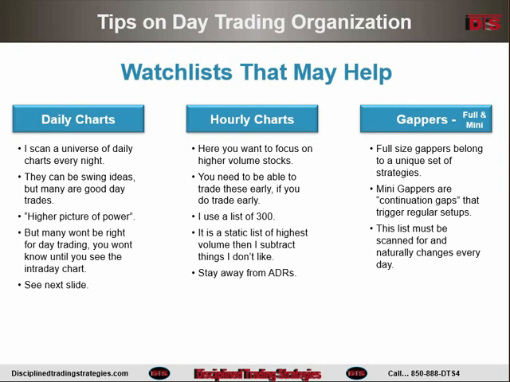The problem with some of the daily charts, if you dip down lower in volume, like a daily chart that does a million shares a day, may be okay to trade a little later in the morning if you're only taking 500 or 1,000 shares, but you're not going to get 2,000 or 3,000 shares at 9:35 in the morning. So I want the main things I have on the screen early to be things that have enough volume that I know they will be tradable, meaning I can get the shares that I want. So that's what it means when it says here you want to focus on higher volume stocks. You need to be able to trade these early if you do trade early.